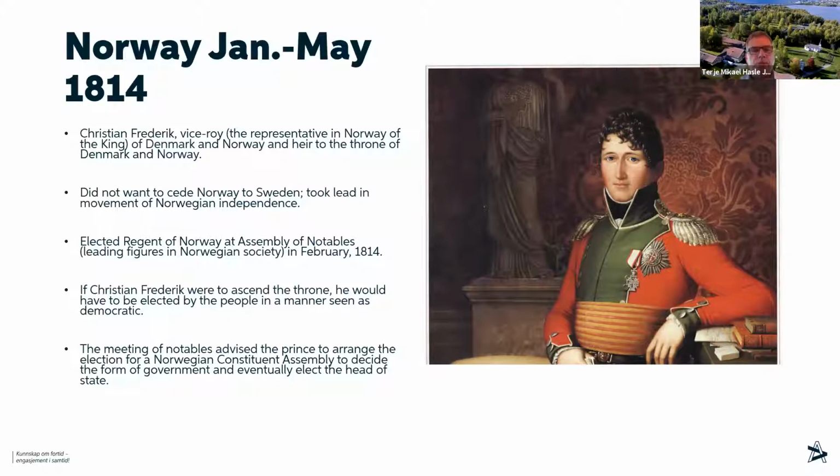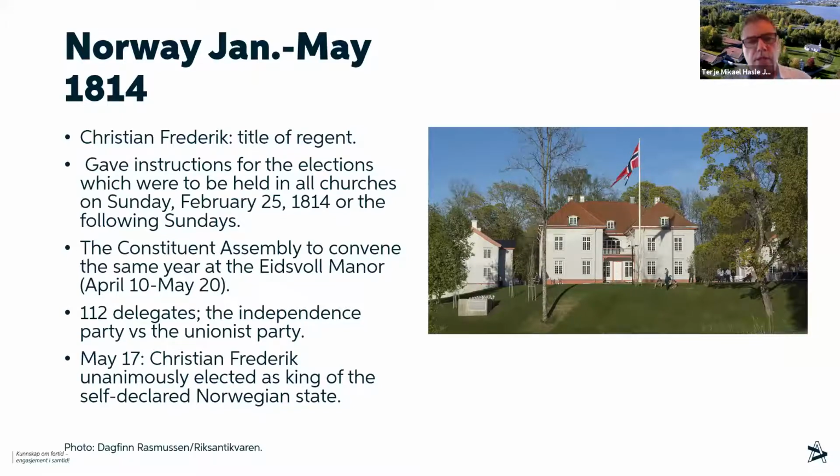So the meeting of notables advised the prince to arrange for an election for a Norwegian Constituent Assembly and to decide the form of government and elect the head of state from there. Frederick, who now has the title of regent, gave instructions for elections in Norway to take place. And these elections were held in a manner that pastors in all churches of Norway asked all male adults to take part in an election of a person in their region to a constituent assembly, which was to get together in Eidsvoll.